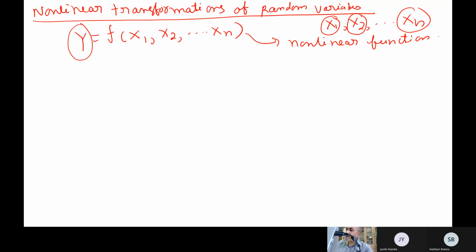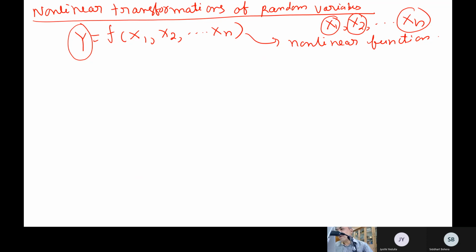But now we are having a nonlinear function, like x square or x cube or square root, and so many things are there. So now how do we do this? How to calculate the moments of a random variable when the transformations are nonlinear? How do we handle this problem? This is a very important topic, the transformations.